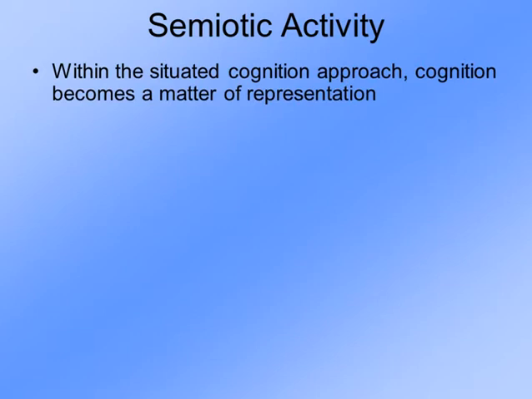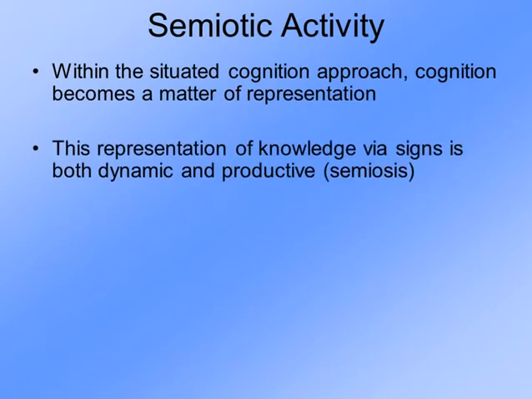Within the situated cognition approach, theorists talk a lot about the representation of knowledge, and so cognition becomes a matter of representation. This representation of knowledge occurs via signs or symbols, and this process of representation, or semiosis, can be either dynamic or productive.